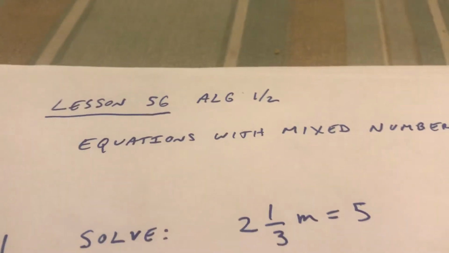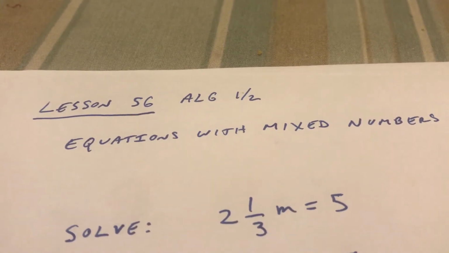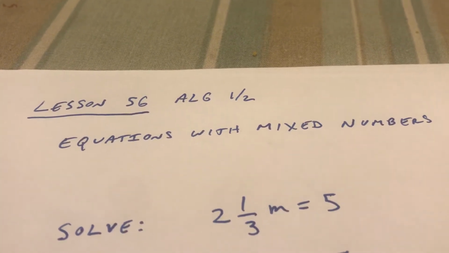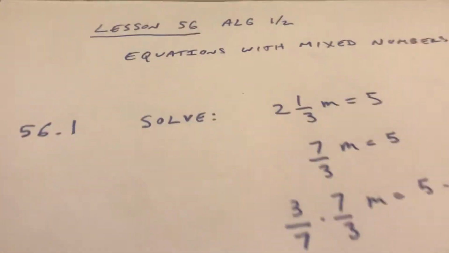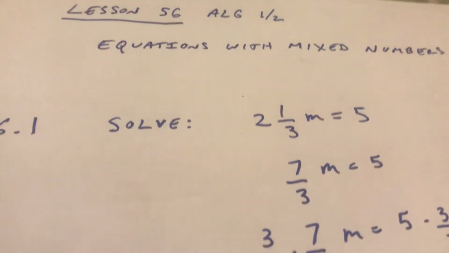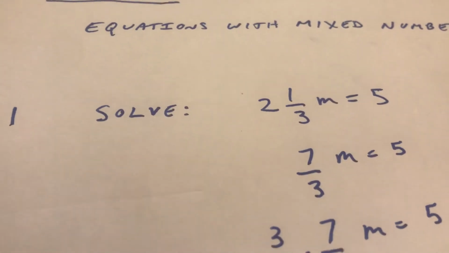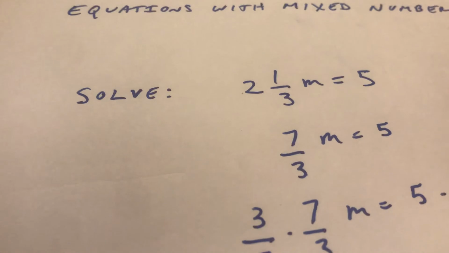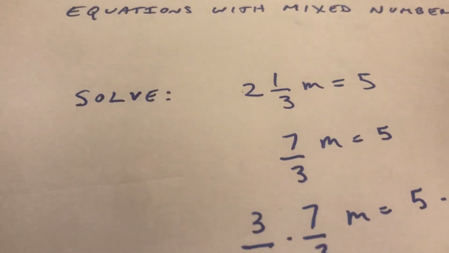Lesson 56, Algebra 1/2, Equations with Mixed Numbers. Now mixed numbers are whole numbers and fractions put together, so these are not very hard. It's difficult to work with mixed numbers, so what we want to do is change them to fractions. They're called improper fractions because the numerator is greater than the denominator.